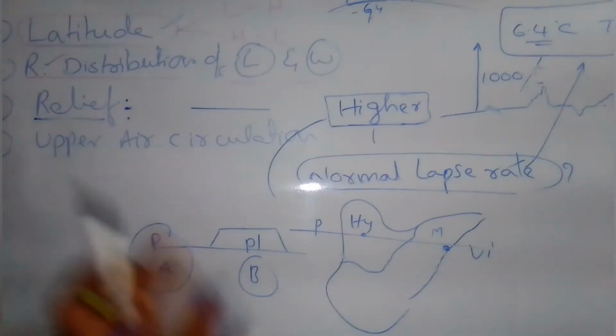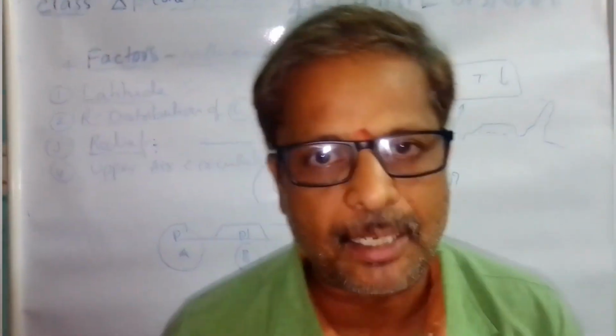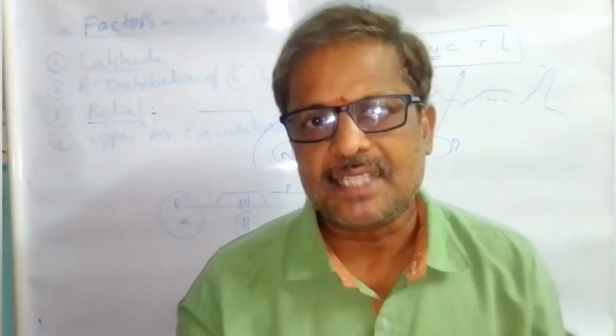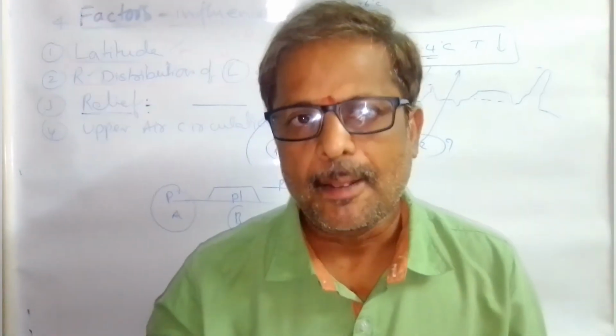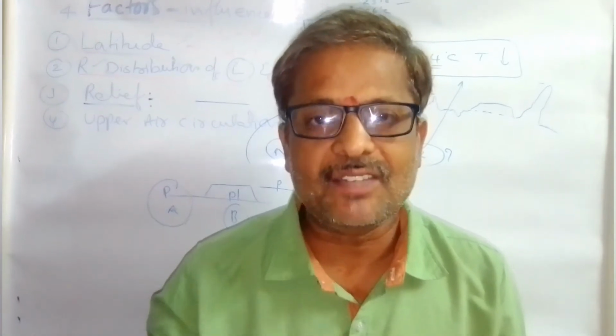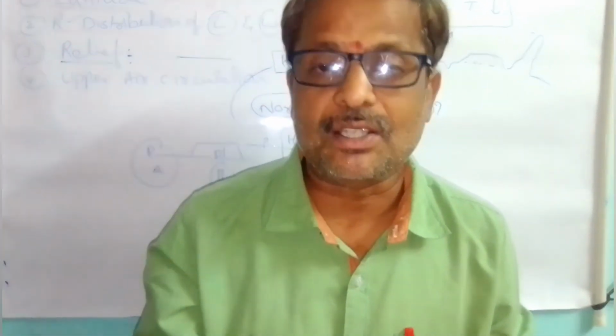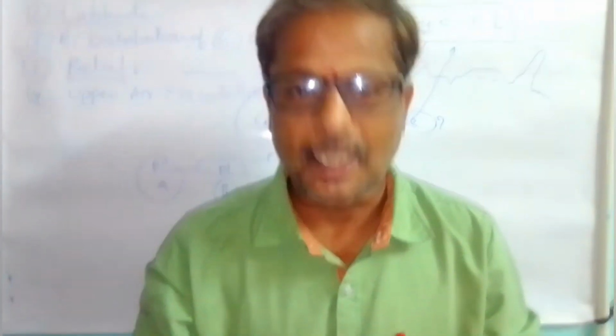By these two examples, what is the general concept we have to digest here? Due to the principle of normal lapse rate, the higher elevation places receive low temperatures, whereas the lower elevation places record higher temperatures.